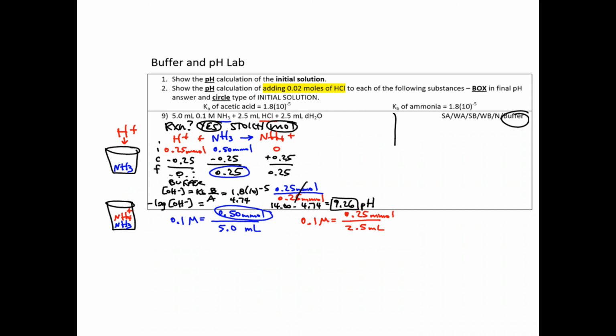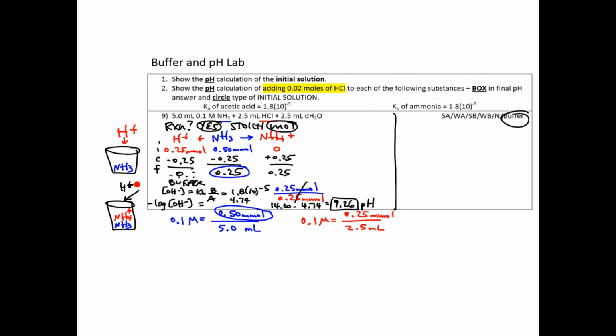Last but not least, we're going to add H plus into our final solution of number 9, which ended up being a buffer. Okay, just a quick review. It used to be a weak base to which we added a strong acid. They reacted and created a buffer, which we used the buffer shortcut for. So at the end we had a buffer.